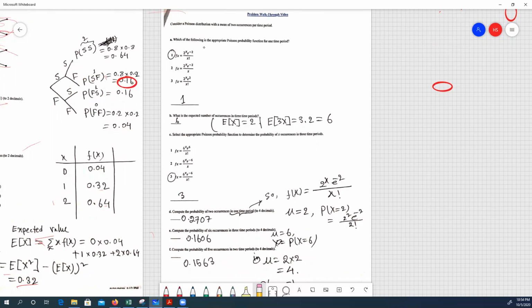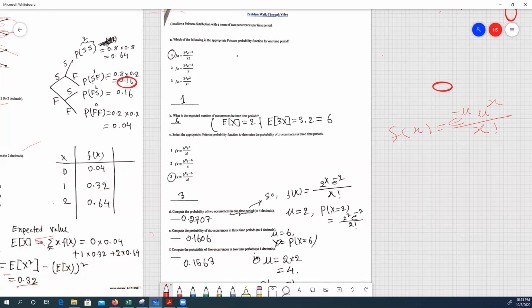First you have to find the appropriate distribution function for the Poisson distribution. The Poisson distribution function is f of x equals e to the power minus mu times mu to the power x divided by x factorial. This is called factorial.